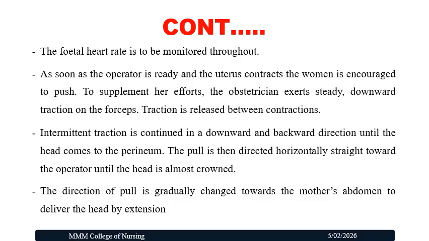Next, intermittent traction is continued in the downward and backward direction until the head comes to the perineum. The pull is then directed horizontally, straight towards the operator, until the head is almost crowned. The direction of pull should be gradually changed towards the mother's abdomen to deliver the head by extension.